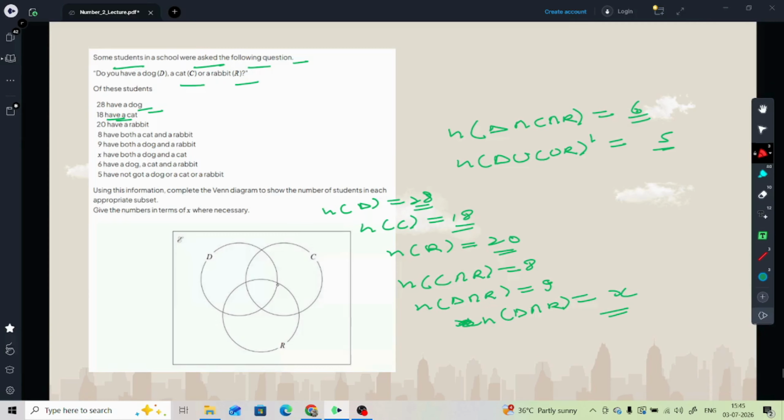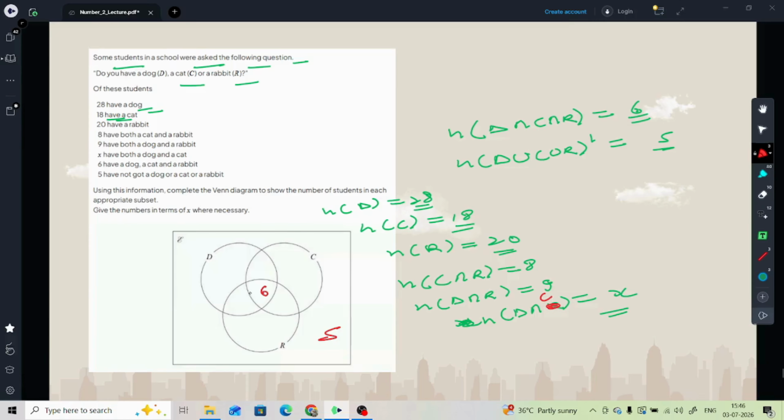But you can see the following things. The middlemost region is 6. The number of elements in D intersection C they have given, C intersection R they have given. Yeah, D intersection R. Sorry, that's the mistake I made. Fine, no issues. So they must have given D intersection R, that is 9.